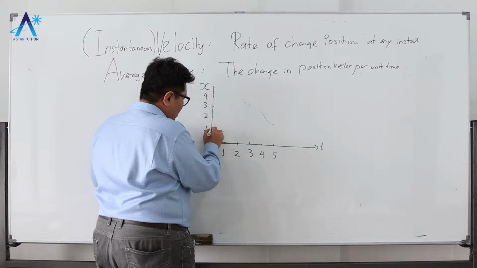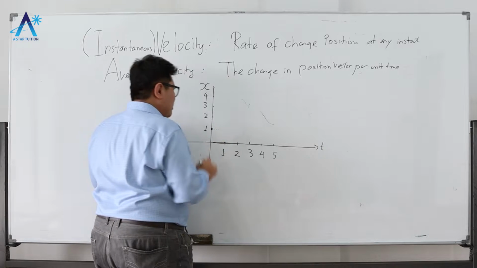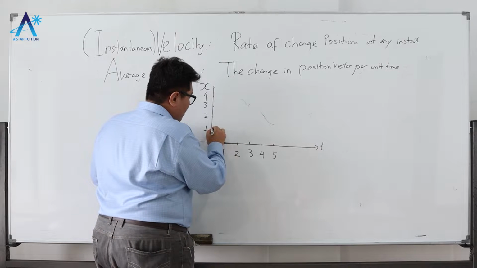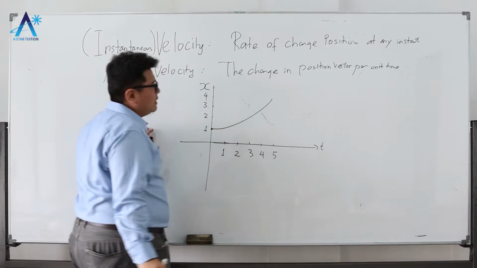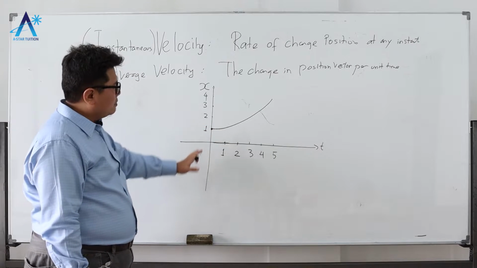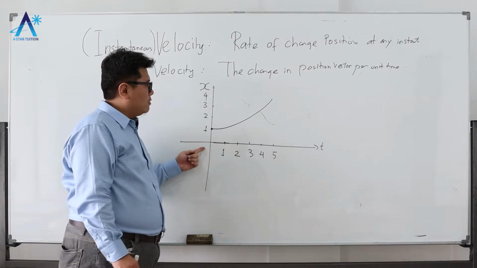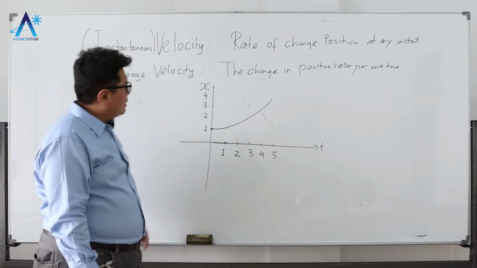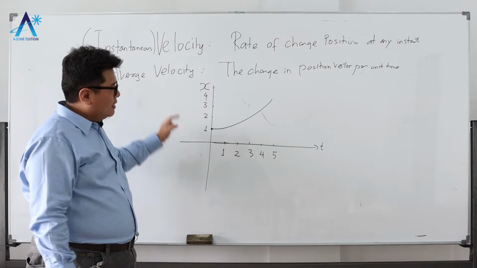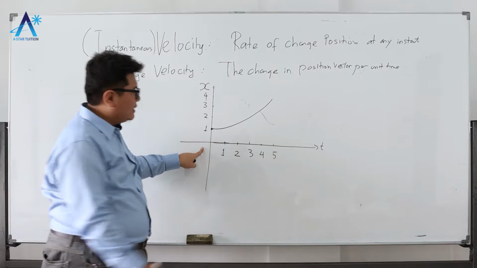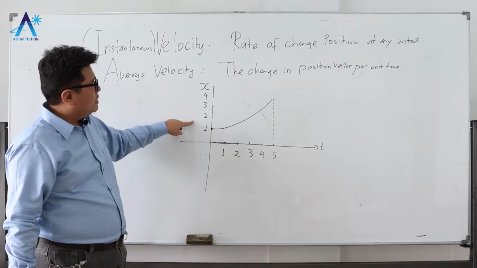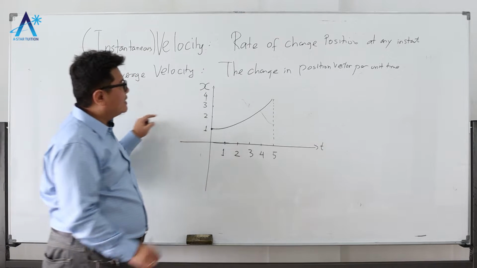Now, let's say that the position of the particle as a function of time looks like this. It starts from 1, and then we draw this graph. Now, this graph shows that the particle is moving from time 0 to time 5, and the position changes from 1 to 4. Again, the time starts from 0 and ends at 5, and the position starts from 1 and ends at 4.